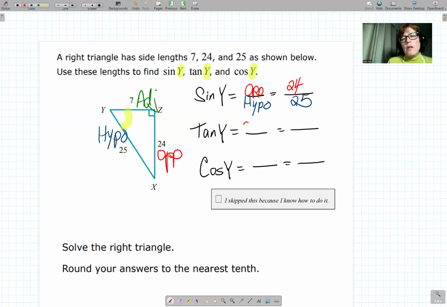Tangent, it's opposite over adjacent. Opposite is 24. Your adjacent here is going to be 7. You're done. This one is cosine, adjacent over hypo. And your adjacent here is 7, and your hypo is 25. And you're done.